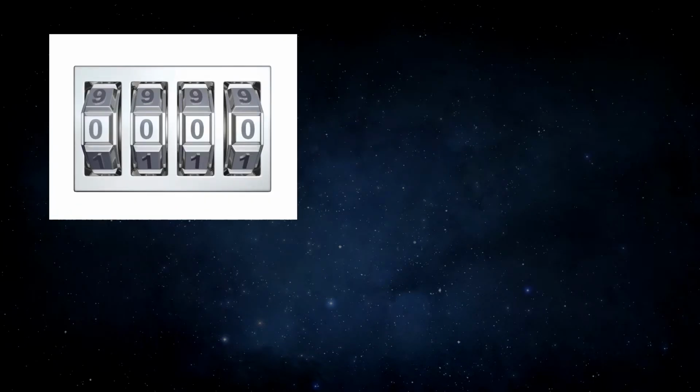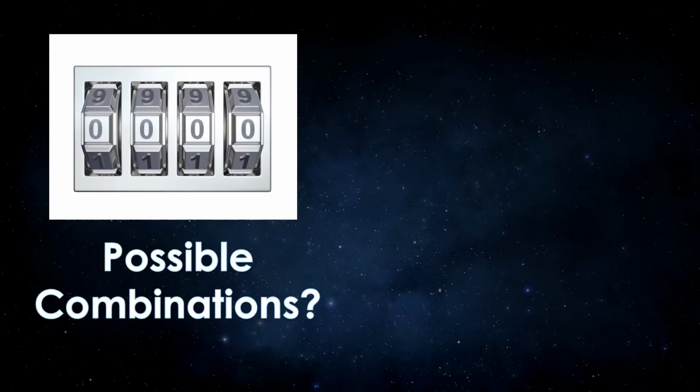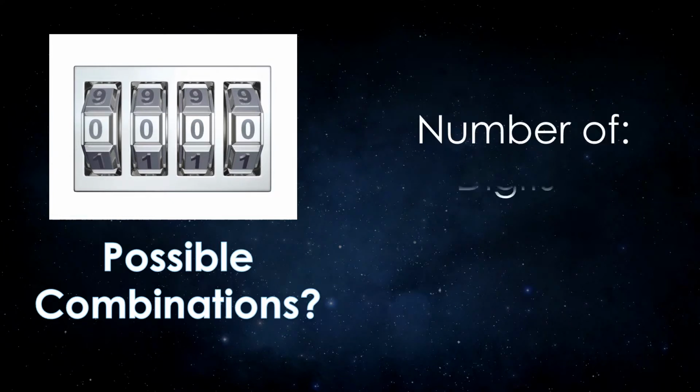Take this combination lock, for example. If we wanted to calculate the probability of finding a certain combination on this lock, we would need to know how many possible combinations there are. To do that, we need to know 2 things: the number of possible digits on each of the dials, and how many dials there are.